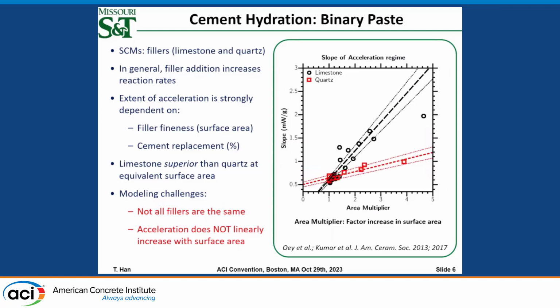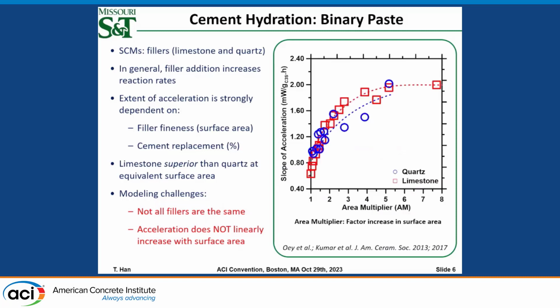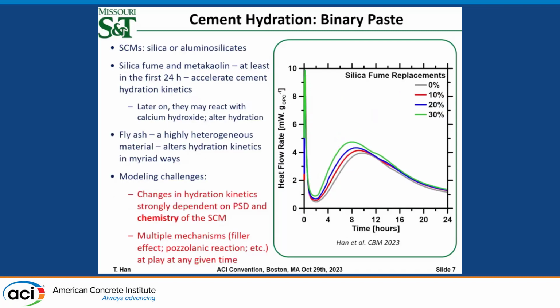Like you can compare the hydration rate of the cement replaced by limestone and quartz. You can see the limestone is more effective in that way. We also see the rate of the hydrates is not a linear correlation. It's more like exponential here. So we want to account for such correlations in our model too.